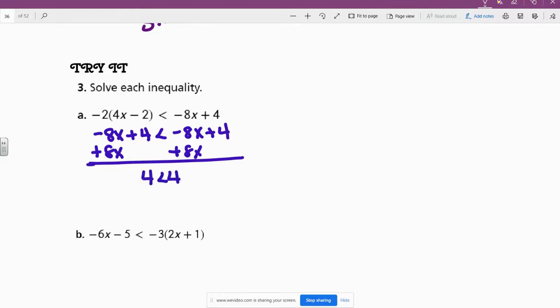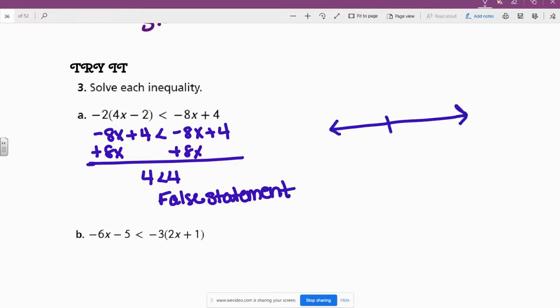See that we get 4 is less than 4. Now, that's what we wanted before to be infinite solutions, but unfortunately that is a false statement because 4 is not less than 4. 4 is less than or equal to 4, but this is not true, so it is a false statement, which tells you it's an empty set. So you can go ahead and graph it, put your 0 on there, but there's nothing else to add or shade because it's an empty set.